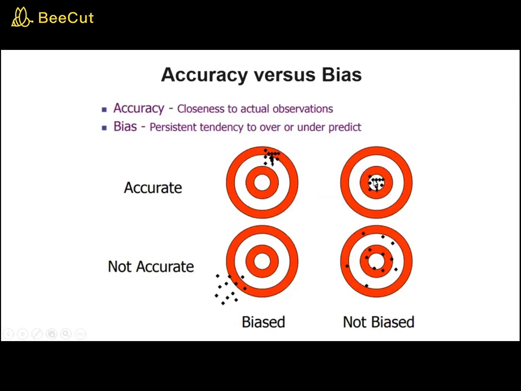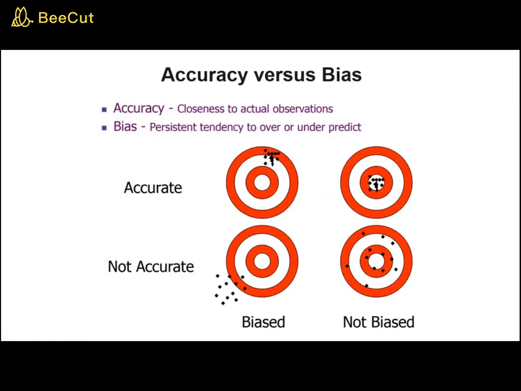Your target is the actual observation. And if you can predict close to the actual observation, then you're basically hitting the bullseye, which is very good. But if your predictions are really far away from the actual observations of what's actually happening, then you are not accurate, you are inaccurate, which is a problem.